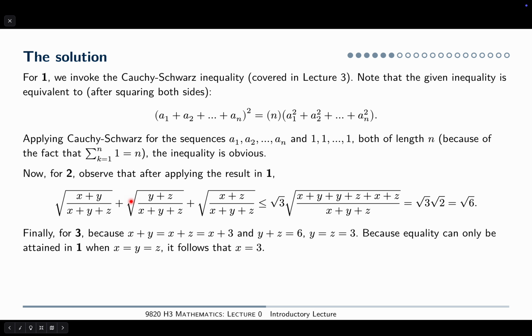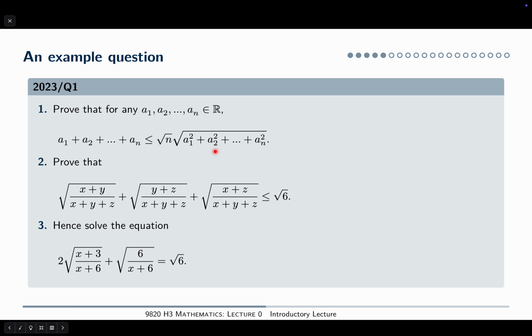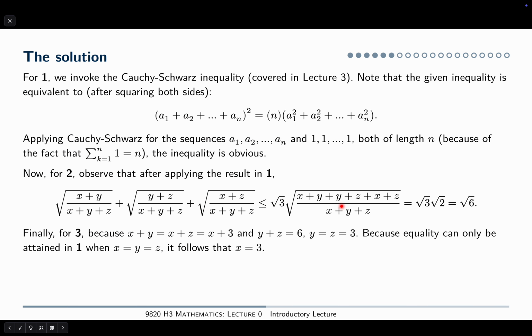Now for number 2, we can just simply add up everything using this inequality. Because we have square roots here, we can just square to get rid of these, and we will be getting this, and this is clearly equal to square root 6, and we're done.